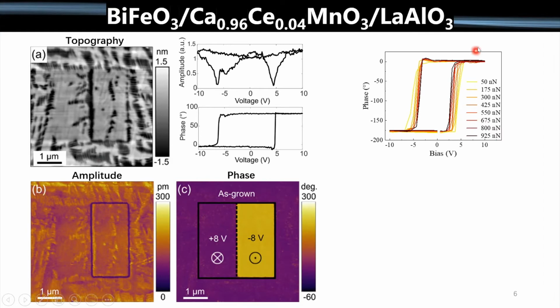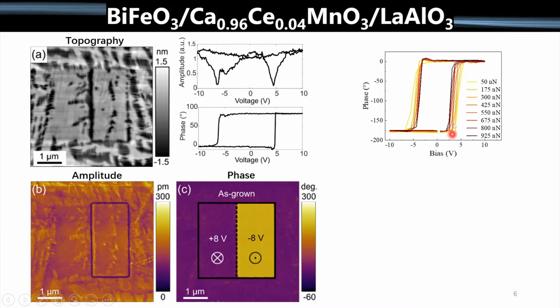And so as I mentioned before, what we can do is start studying, and these measurements were performed across a grid, across the sample, what happens to the hysteresis, the switching, as a function of applied force. So going from 50 nanonewtons up to 925 nanonewtons in this case. And you can see a pinching of the loop. So the coercive field is changing. The effective coercive field is changing.